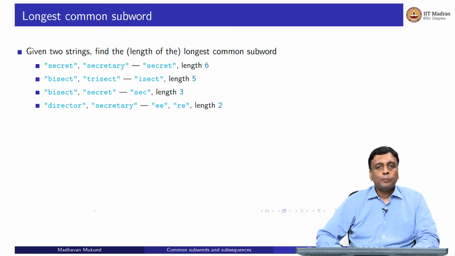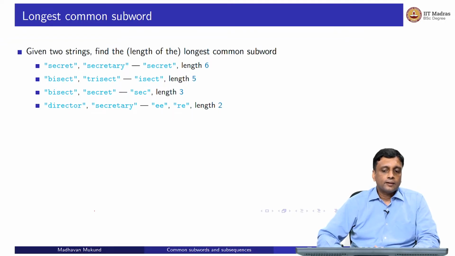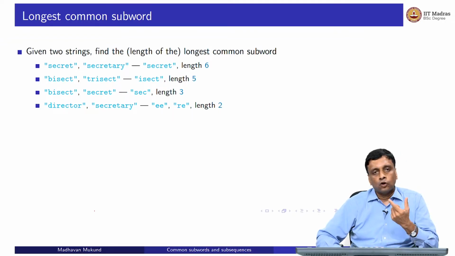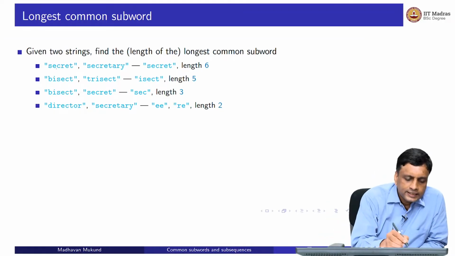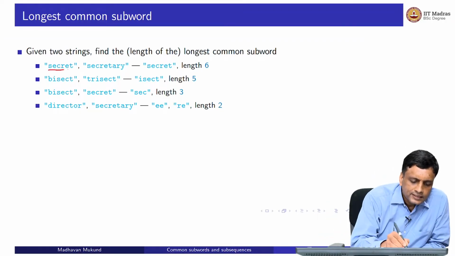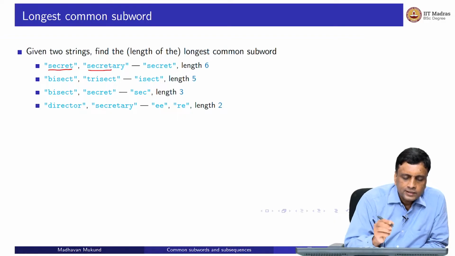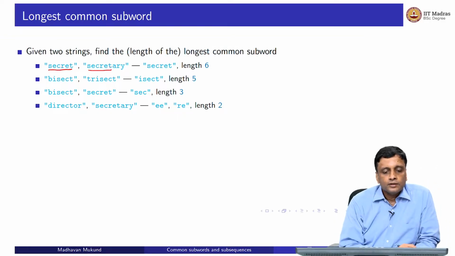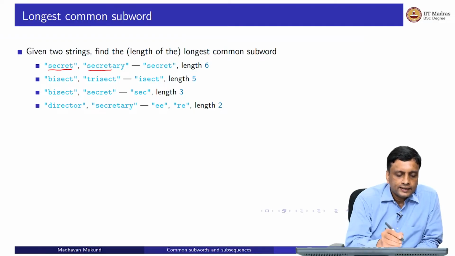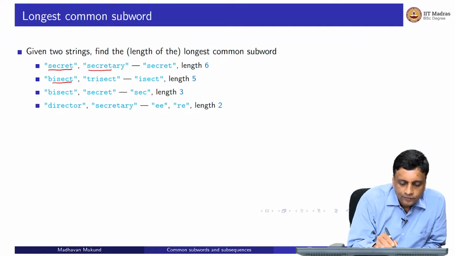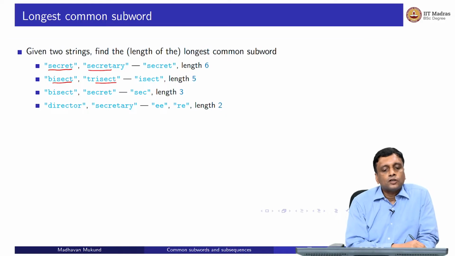You might want to look at two strings and find out what is the longest common segment in those two strings. This is called a subword. So a subword is a segment. For instance, if I look at secret and secretary, then this is a segment and this is a segment. So it occurs as a block. So it has a subword of length 6. If I look at bisect and trisect, then isect is there in both. So this is a common subword. So it has length 5.